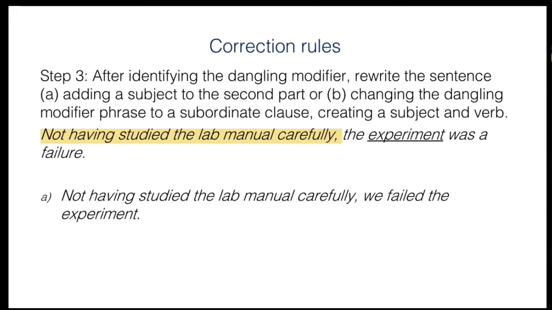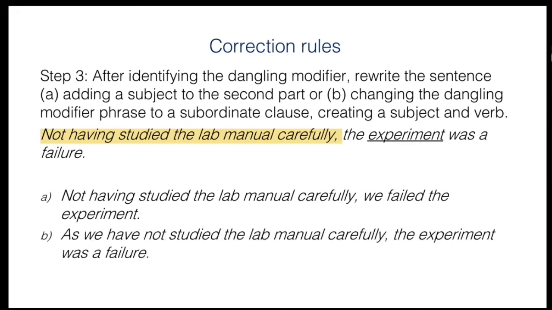The second way to correct a dangling modifier is when you take the modifier itself, the phrase, and you transform it into a subordinate clause. And you obviously add also subject and verb, like this. Not just not having studied the lab manual carefully, but you say, as we haven't studied the lab manual carefully, the experiment was a failure. So we add who did it in the modifier. So we change the modifier into a clause.